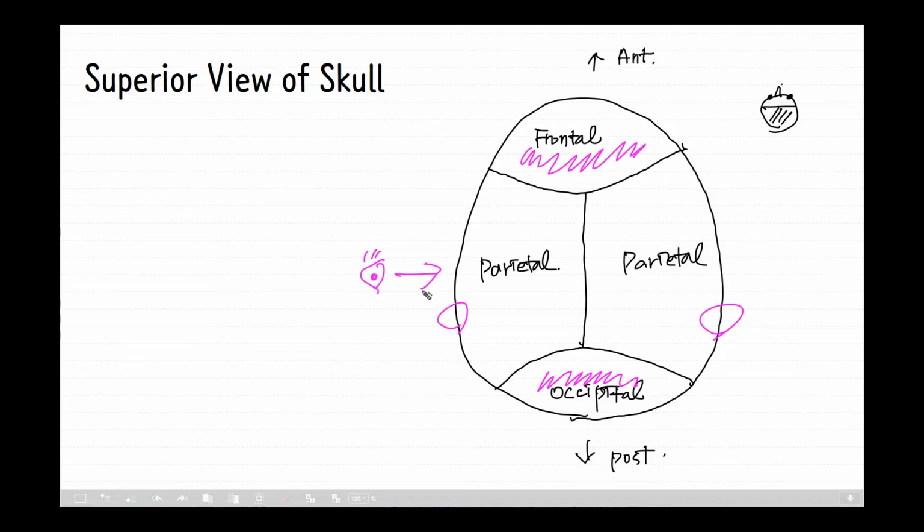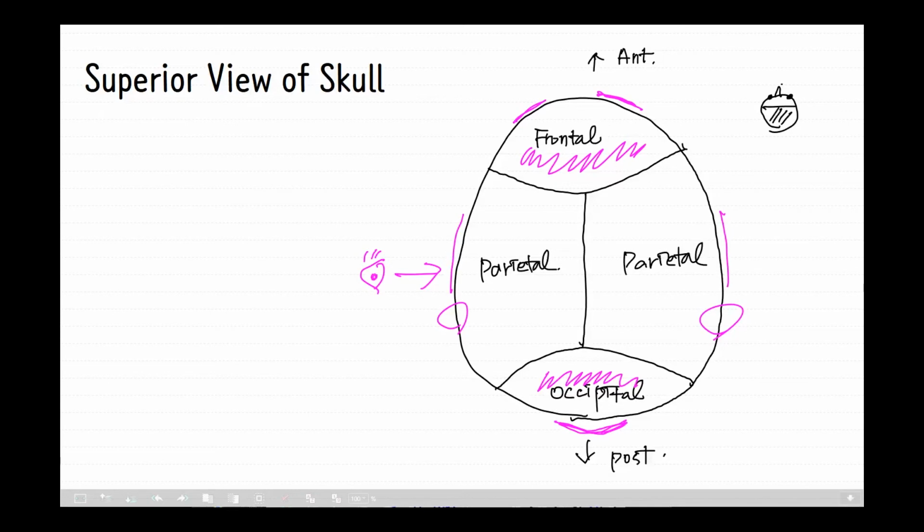The boundaries of the superior view of the skull may be defined anteriorly by the superciliary arch above the orbit, and posteriorly by the external occipital protuberance, probably here, and laterally by the zygomatic arch around here.